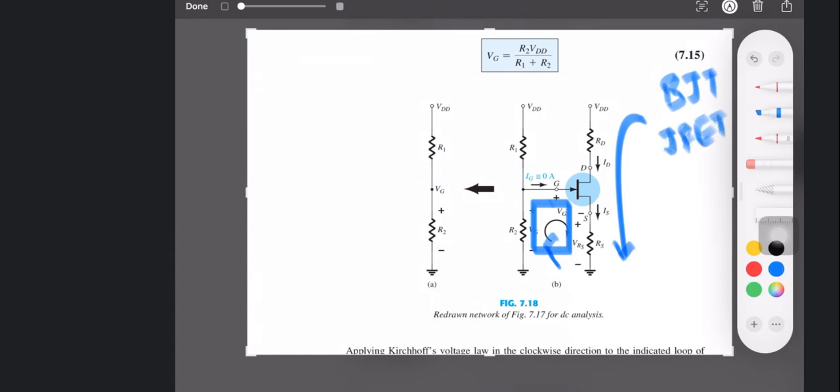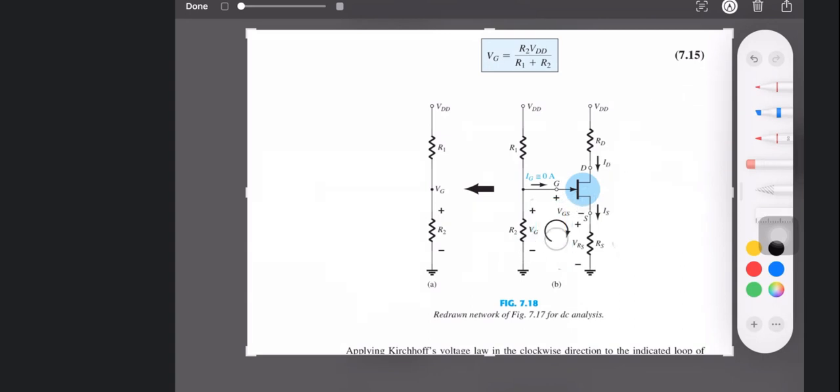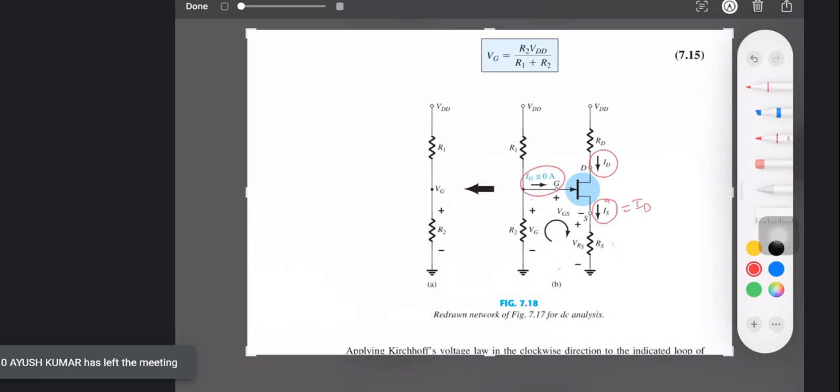Second part is you have to go for currents, always. This is where you write down the currents. This current is nothing but it is equal to ID. This gate current is 0. Clear? So currents you have to name.